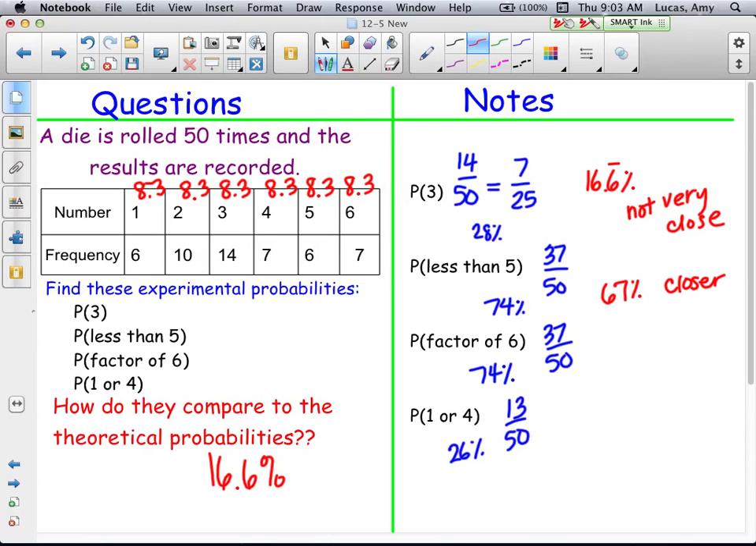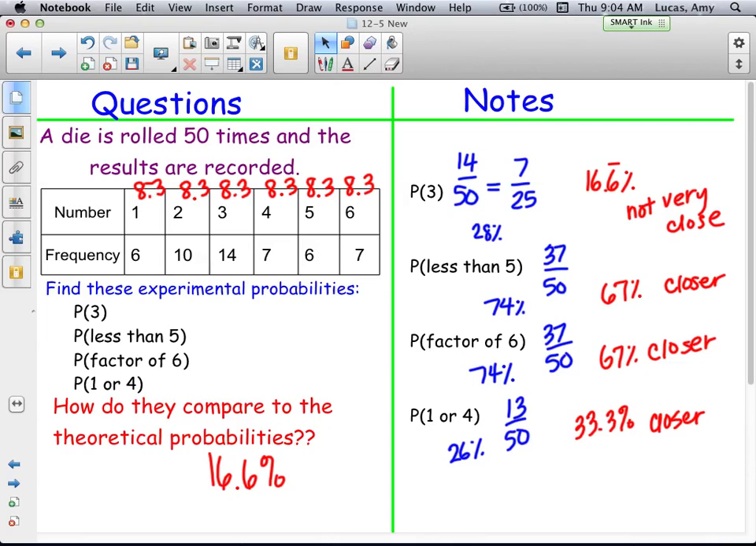A factor of 6, again, is the same. So that one's still closer. So those look pretty good. And my last one, a 1 or a 4, so 16.6 repeating. There's 2 of them this time. So 33.3%, about 33%. So again, that's a little bit closer. So not very close on the first one, and then the last 3 were closer.